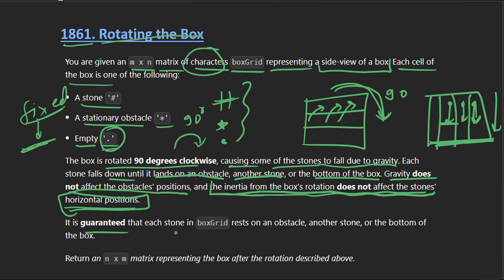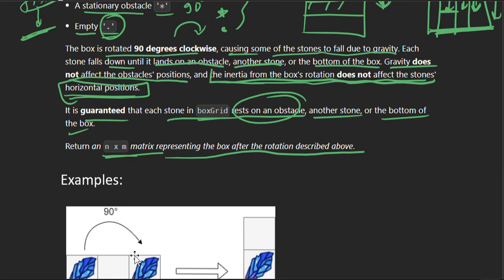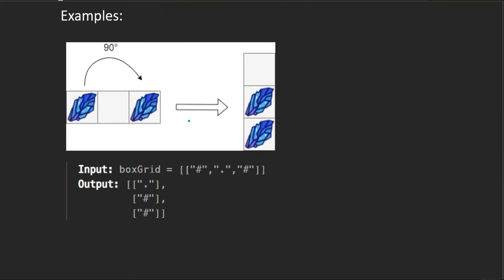And it is also guaranteed that each stone in the box grid rests on an obstacle or another stone or the bottom of the box, right? And what we have to do is return an n cross m matrix which represents the box after the rotation that is described in the question. So let's see the example.